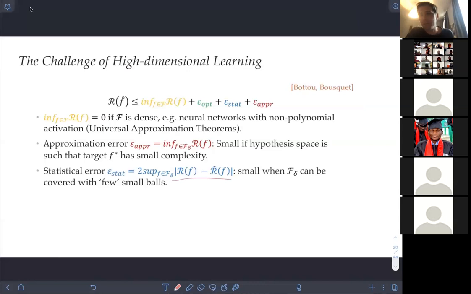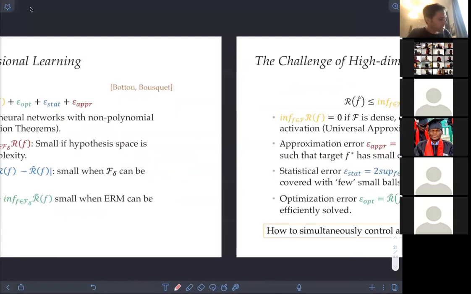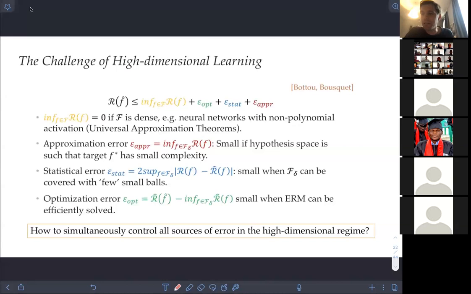And this, again, is a very beautiful and deep aspect of statistical learning theory that really tries to control this bound, for example, with Rademacher complexities, etc. And then we also need the optimization error, right? So we need to be able to solve these optimization problems efficiently. Of course, the million-dollar question is how can you control these sources of error at the same time when the data lives in a high-dimensional space?